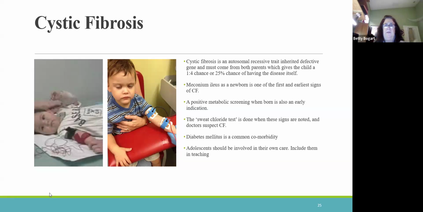So, what happens with cystic fibrosis is you lose sodium like crazy, and the pancreas doesn't have enough enzymes to digest fat. Now, the pancreas is already under stress. So, one of the things that can occur is that they end up as young adults with diabetes mellitus type 2. Remember, like I said, adolescents should be involved in their own care. Remember, they're growing up, they're moving out of the house. You need to include them in the teaching.